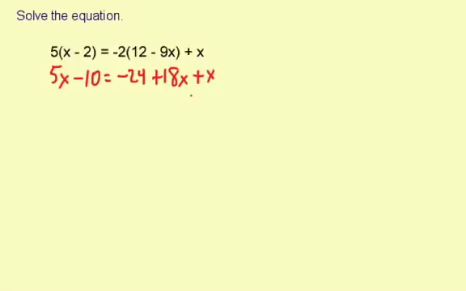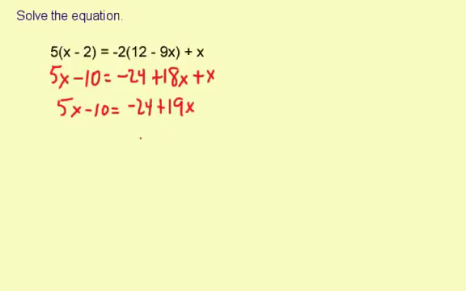Okay, the next step is to combine like terms. There's nothing that can be combined on the left, but look on the right. This 18x plus x can be combined. So I'm going to rewrite it. 5x minus 10 equals negative 24 and then plus 19x.